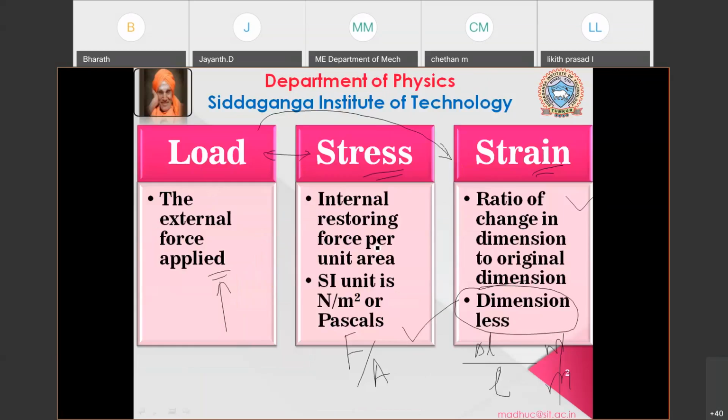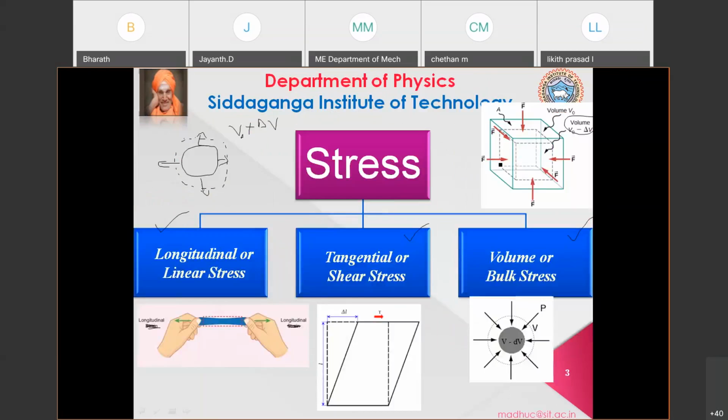So we talked about the stress. Now we will see the strain. If we have a longitudinal stress, then there will be longitudinal strain. In the same way, if I apply a shearing stress, this will result in shearing strain. And if I apply the bulk or volume stress, this will result in your bulk strain. So these things we are going to see.